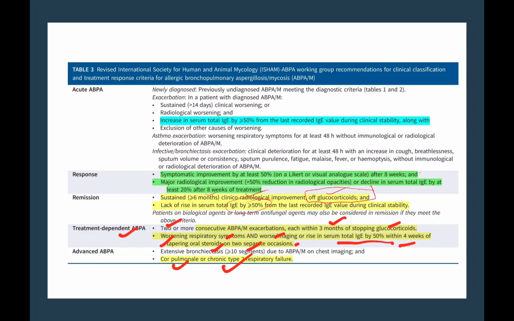Treatment dependent: if we try to stop the steroid within 3 months and the patient has 2 exacerbations, or while we are tapering the dose of steroid the patient has clinical and radiological worsening along with a 50% increase in serum total IgE. And advanced ABPA: when the patient has cor pulmonale or chronic type 2 respiratory failure. So these are the few important things we have to check after diagnosing ABPA.